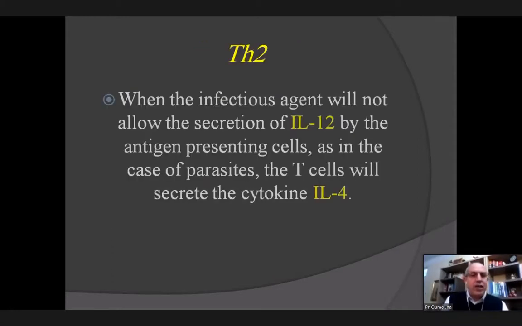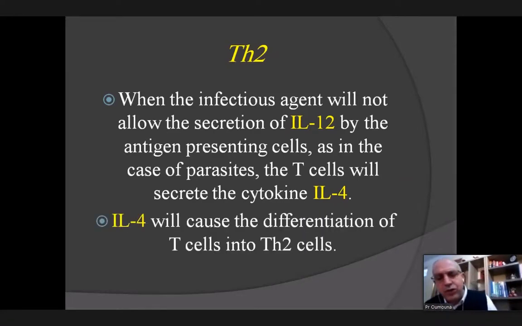When the infectious agent does not allow the secretion of interleukin-12, the macrophage will capture the parasite, but it will not secrete interleukin-12. And the T cells, by not receiving interleukin-12, will become Th2. And Th2 will, of course, allow the cell to secrete interleukin-4 and interleukin-5. We will see it here.